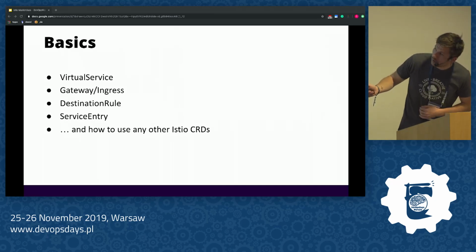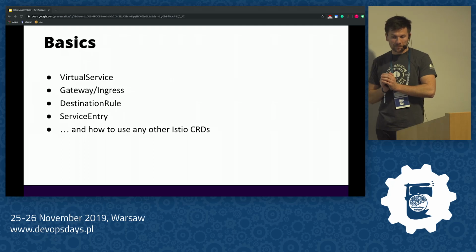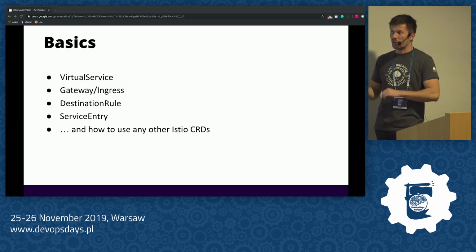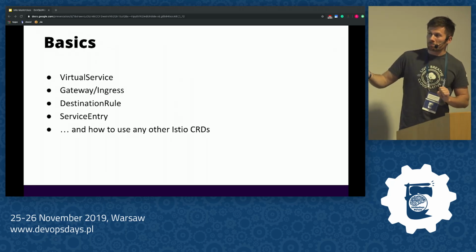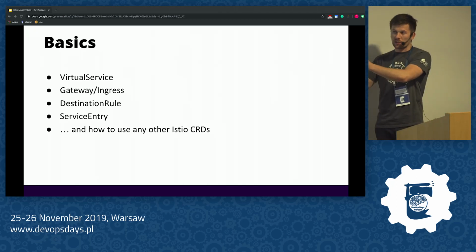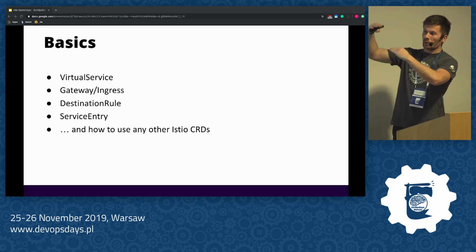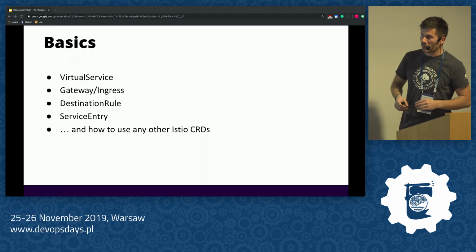Virtual service is the one that does most of the stuff, most of the features. Most of the features you can get from Istio, you would probably add to a virtual service definition, and you need 1 virtual service per Kubernetes service. So it acts on top of the Kubernetes service. It doesn't replace the Kubernetes service, you just apply it on top of that.